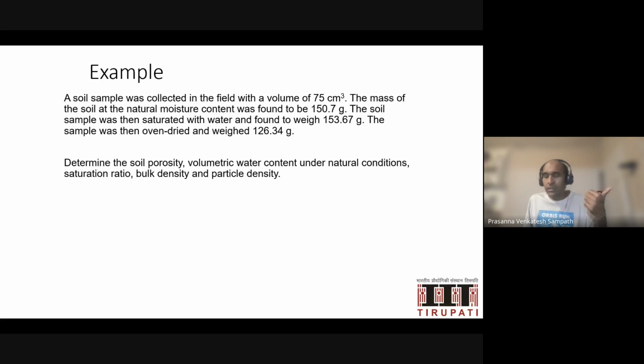Soil porosity will be fairly obvious. Volumetric water content, again, fairly obvious. Once you get that, saturation ratio is going to be easy. Bulk density, you already know the mass, you know the volume of the sample. It's fairly obvious. So I will leave this exercise for you to solve.